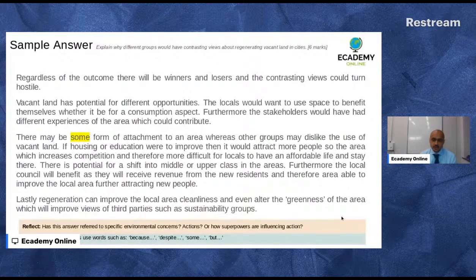So let's have a look at this answer here, all right? I'll let you have a read of it, and then we will break this down into its constituent parts. Okay, if you let me know in the chat whether you've read it.